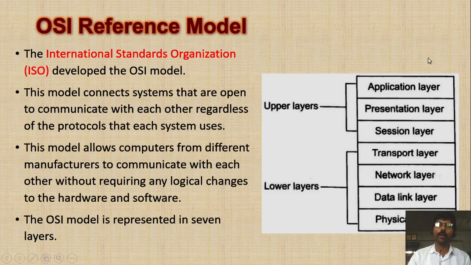This OSI model contains 7 layers: physical layer, data link layer, network layer, transport layer, session layer, presentation layer, and application layer. The first four, that is physical, data link, network, and transport layers, are also called lower layers. The remaining 3 are called upper layers.